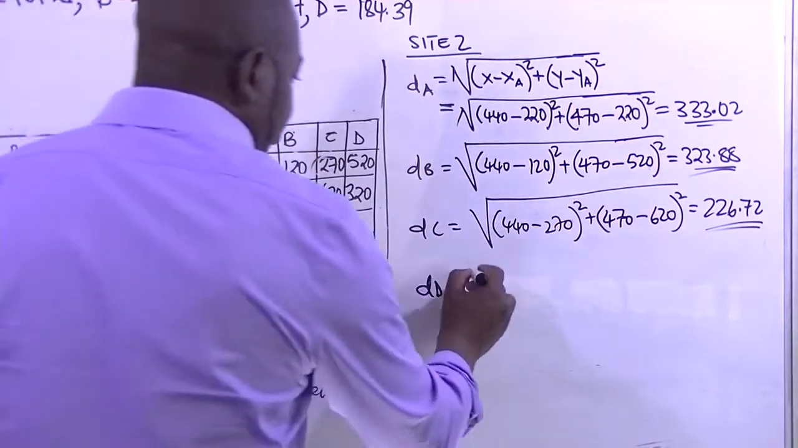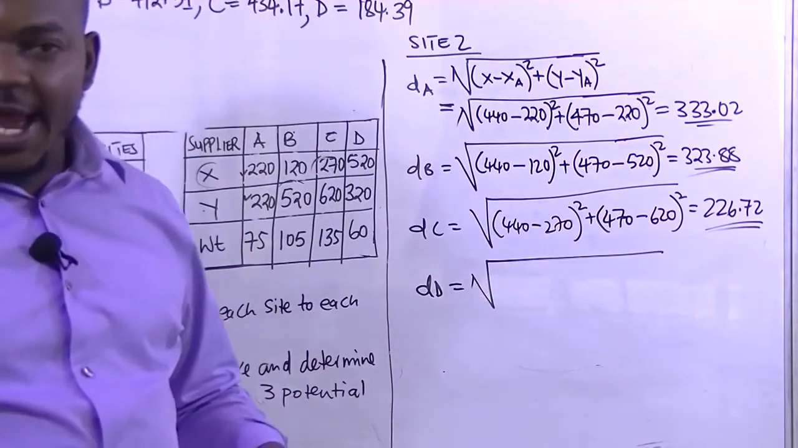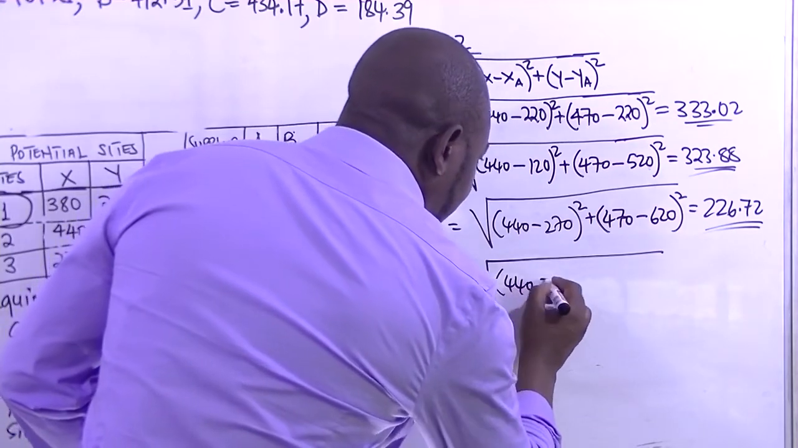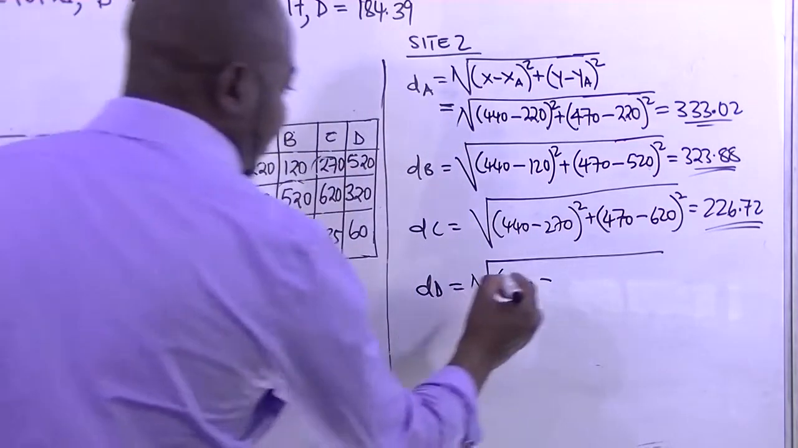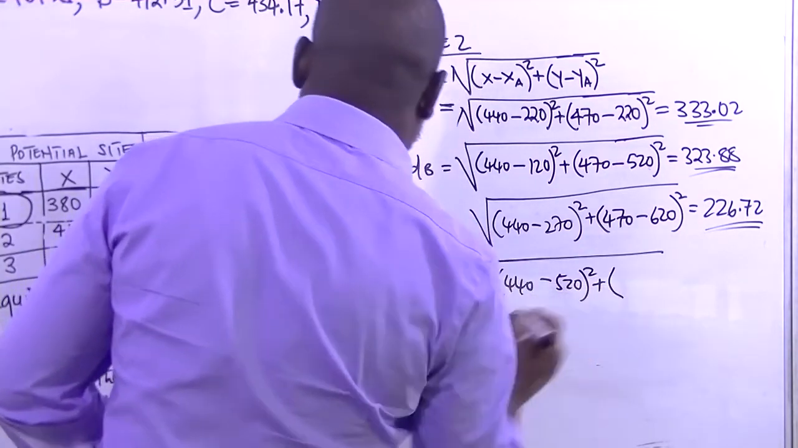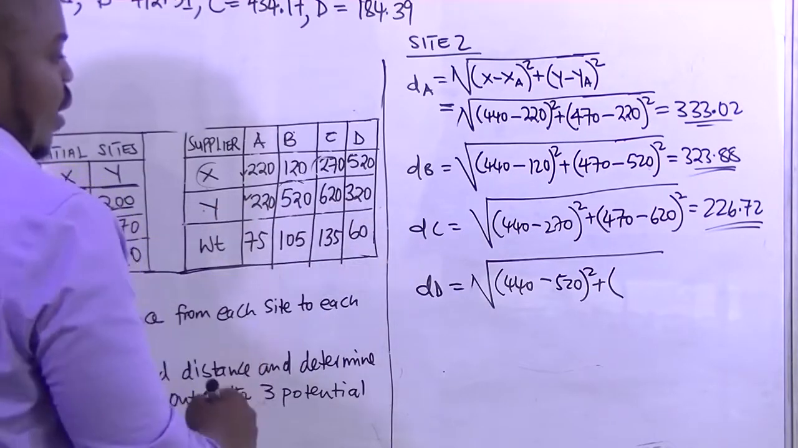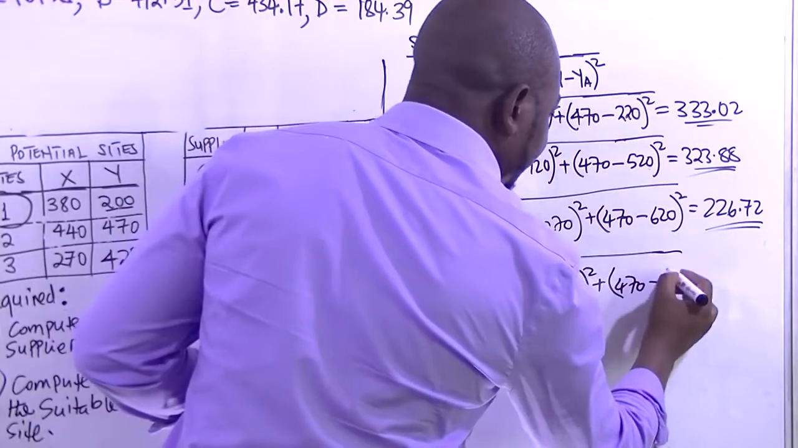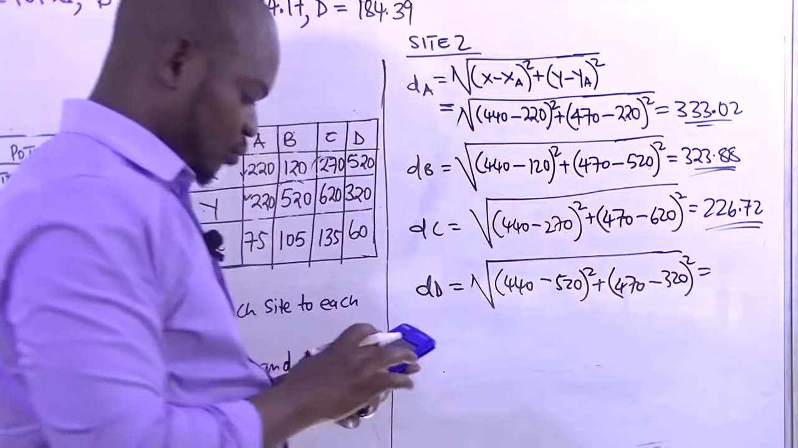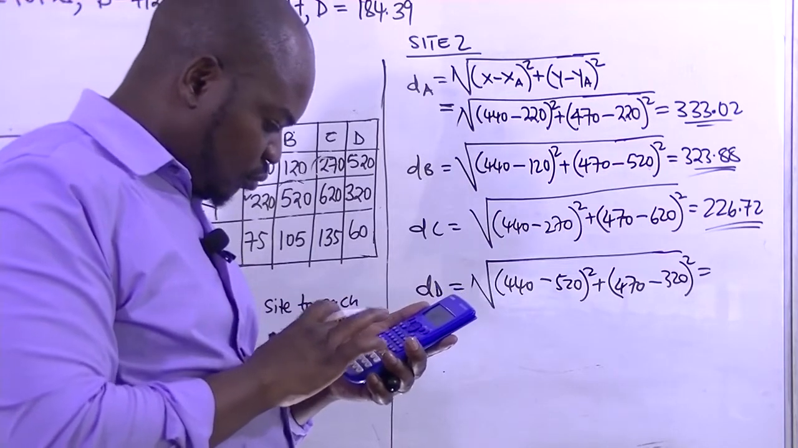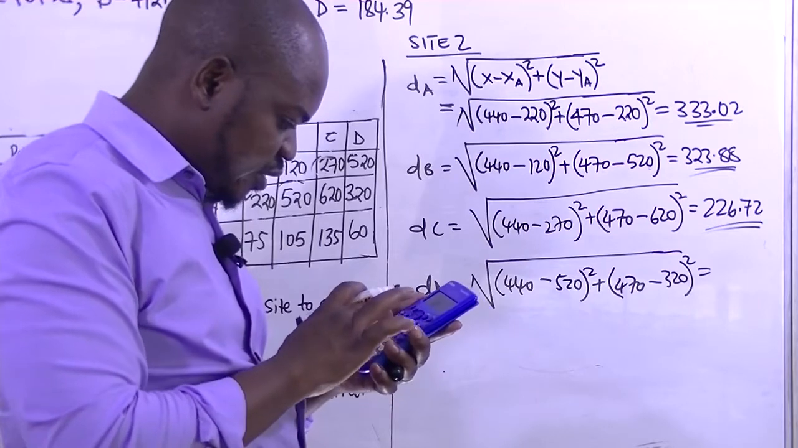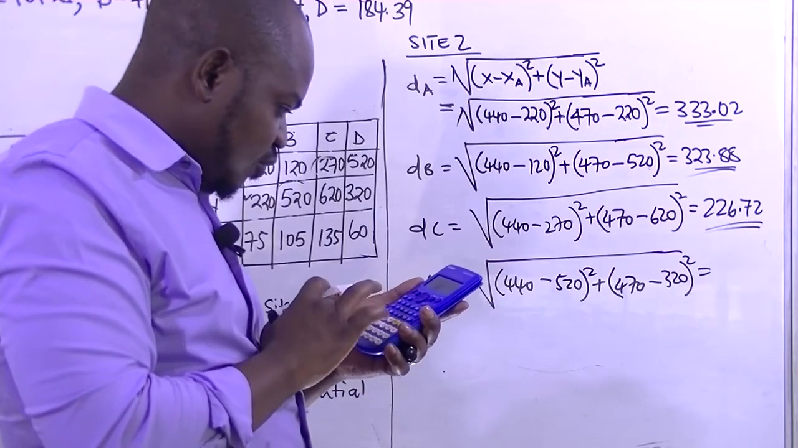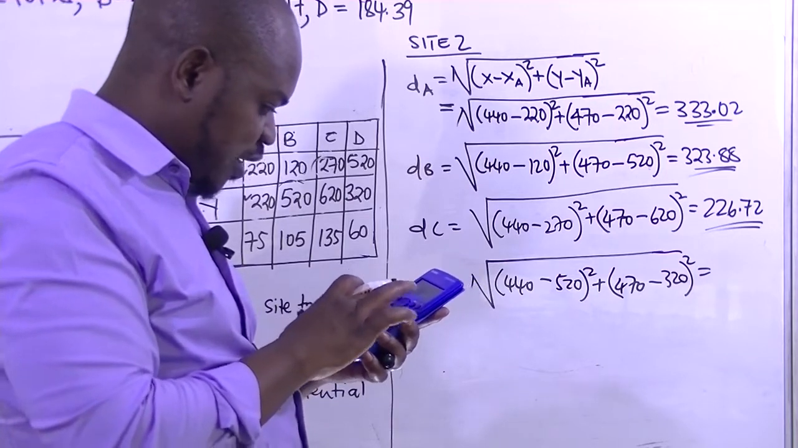DD, no issue. What did I say will maintain? I said the 440 will maintain and the 470 will maintain. We know why by now. So D, what is the X for D? 520 there. 520, and the Y 470 will maintain, 320 there. 440 minus 520, I square that, open brackets, plus open brackets, 470 minus 320, close bracket squared.